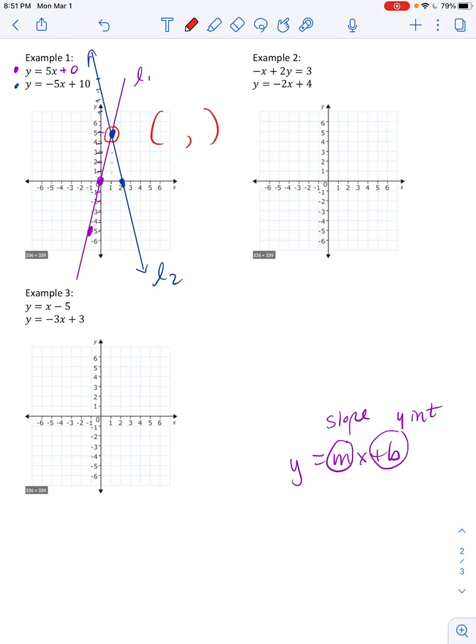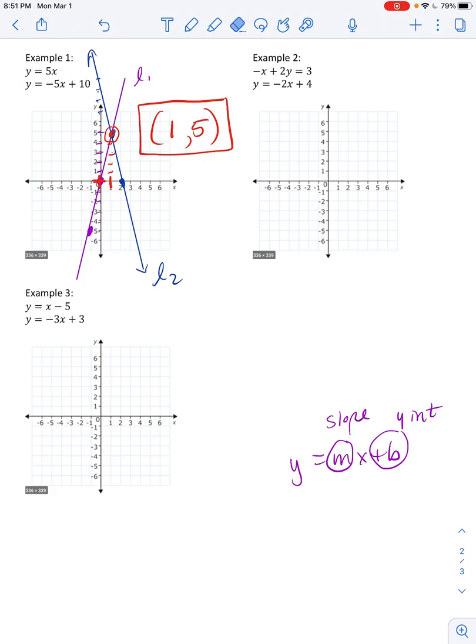What are the coordinates of that point? Well, starting here at the origin, I go 1 to the right, so that's my x, and then up 1, 2, 3, 4, 5. So (1, 5) is going to be my solution to this first system.